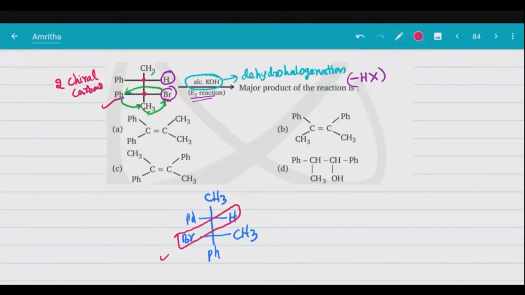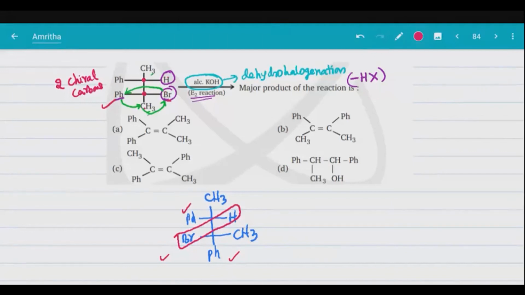Acha, you can call it an even number of changes at chiral centers. Yes, that is true. Two changes we are doing, fine. But one complete rotation at any chiral center gives identical configuration. Okay, Ph and Ph, one is horizontal, one is vertical. They are opposite. They are opposite.